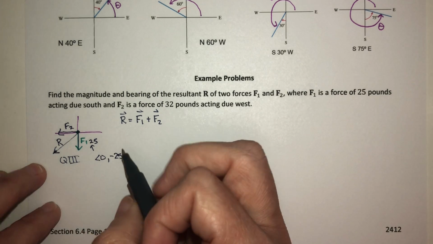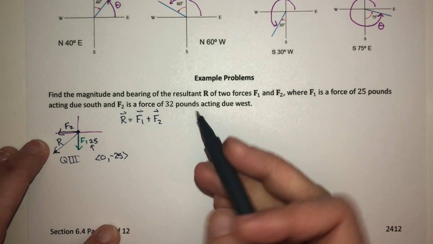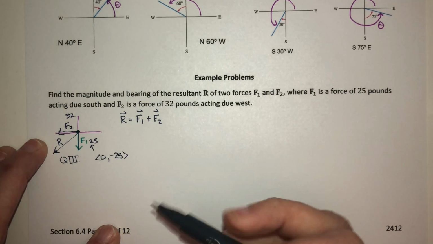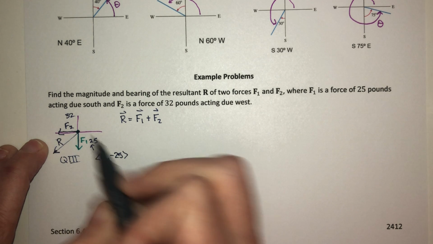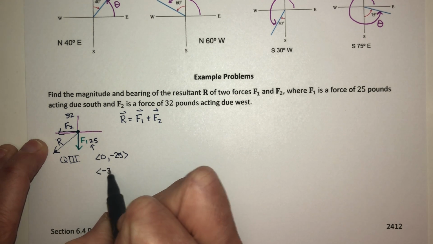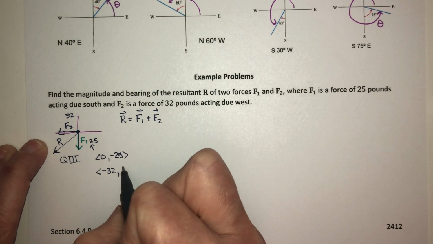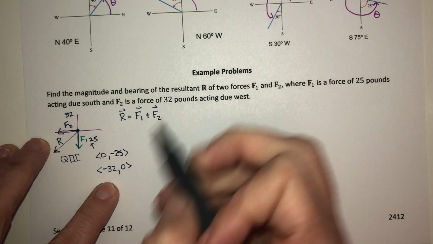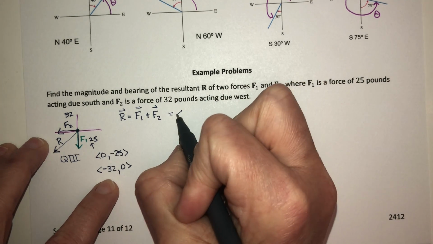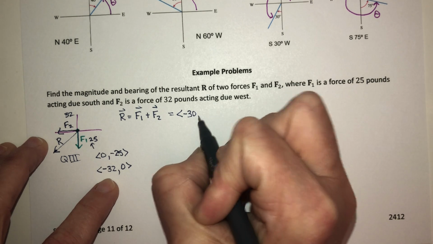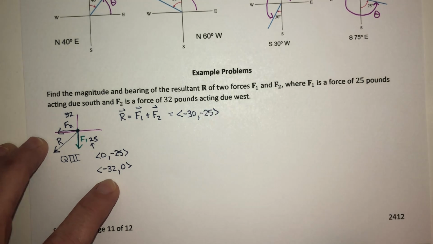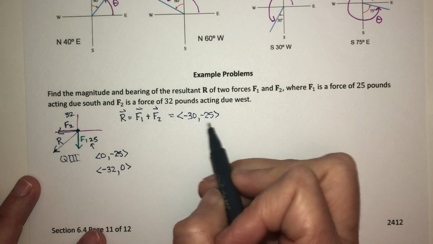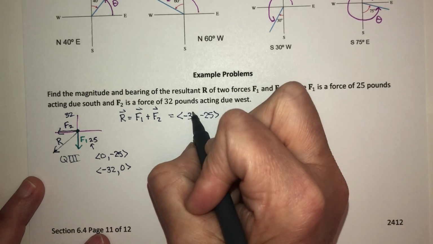Okay, and then this one, F2, has a force of 32 pounds. And it's going on the west, which is in the negative direction. So this terminal point would be negative 32, 0. So F1 plus F2 would be these two things added together, which gives me negative 32, negative 25. Okay, now I want to find the magnitude of this. 32, not 30.